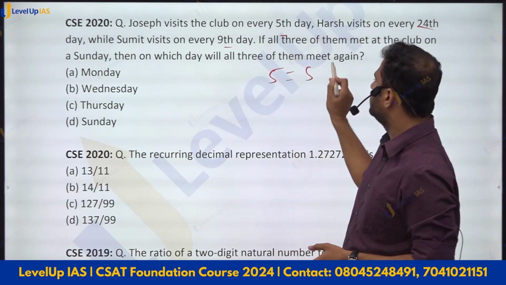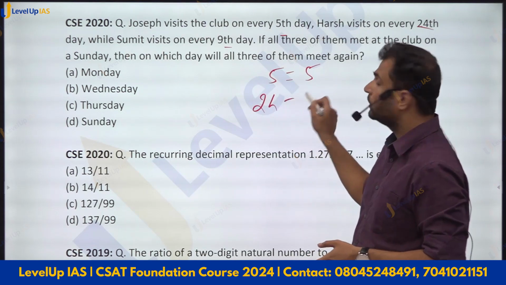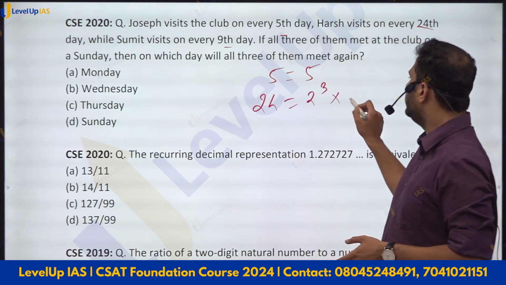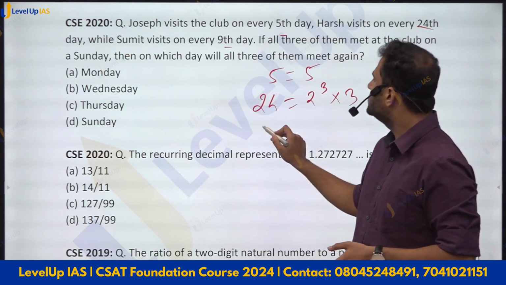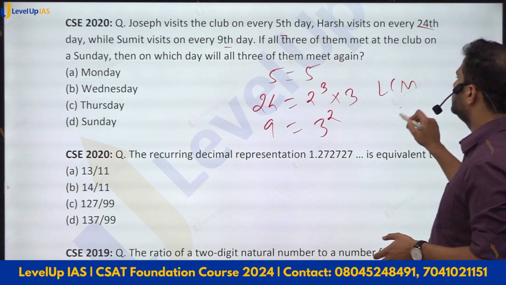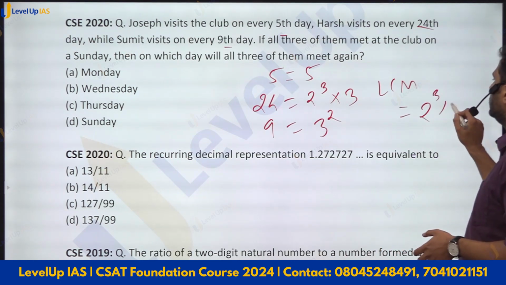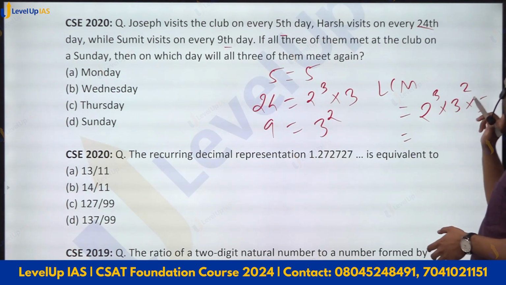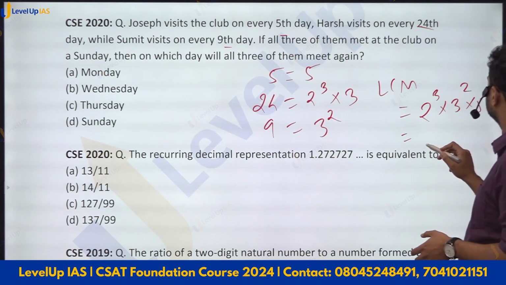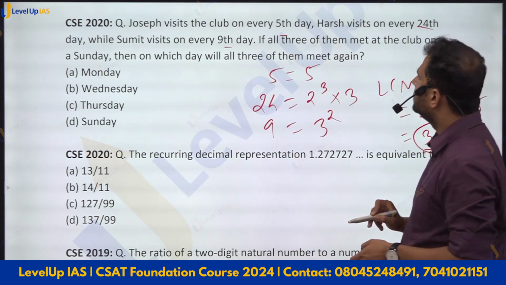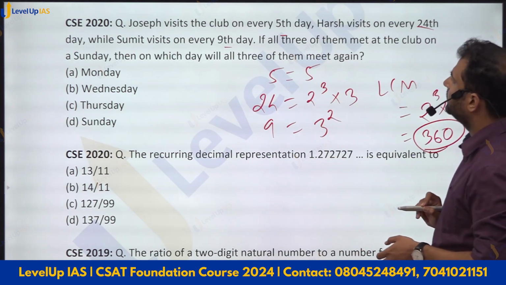How do we find the LCM of these? 5 is equal to 5. I am writing prime factorizations. 24 is 2 cube into 3, and 9 is equal to 3 square. So LCM is equal to 2 cube into 3 square into 5, which is 360. So they will meet on the 360th day, right?